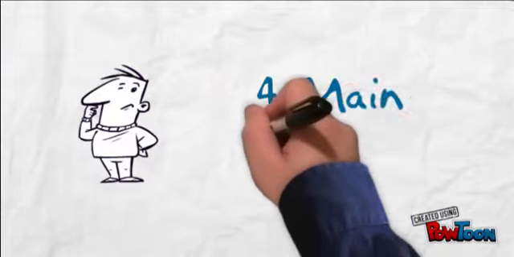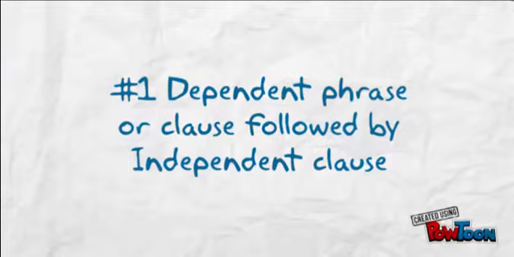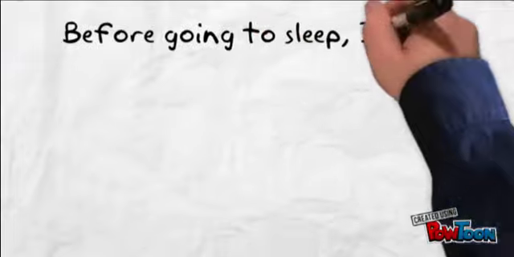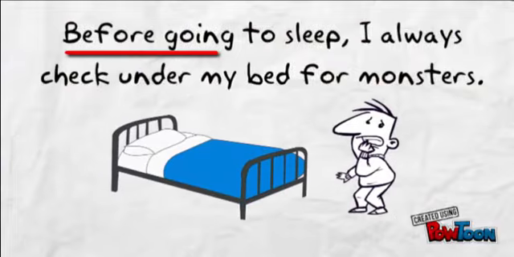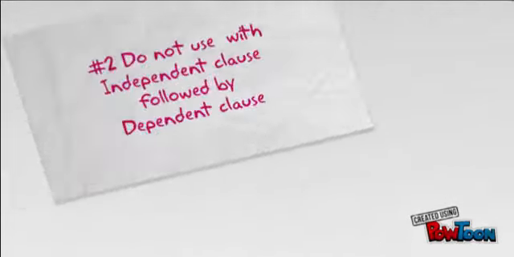Here are 4 main comma rules to remember. Use a comma to separate a dependent phrase or clause, followed by an independent clause. Let's look at an example. Before going to sleep, I always check under my bed for monsters. Before going to sleep is a dependent phrase, so we follow it with a comma.